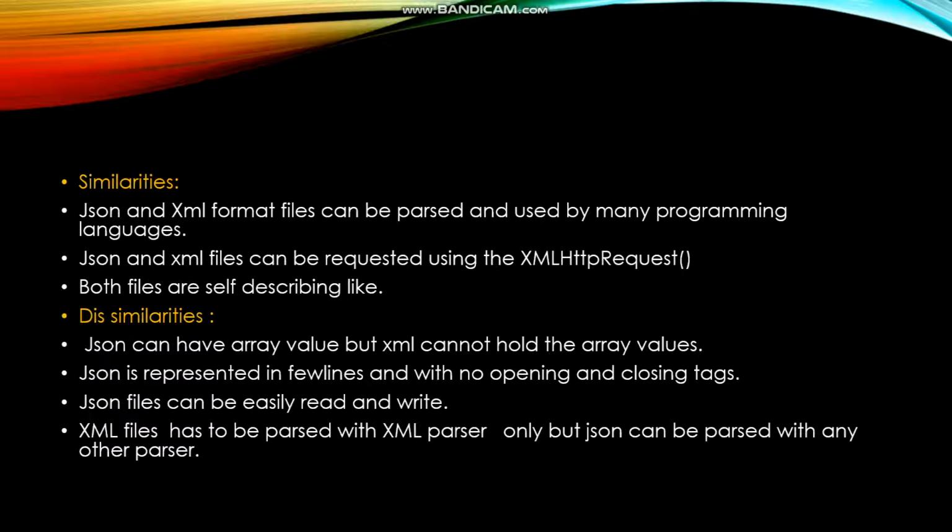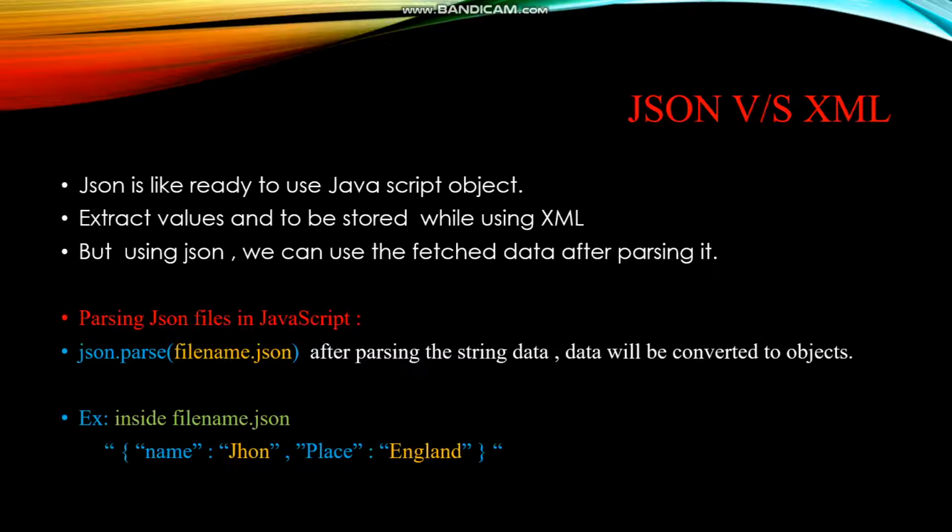XML files have to be parsed with the XML parser only, but JSON can be parsed with any other parser also. Like you can decode the JSON files in Python, or in PHP using json_decode, json_encode for creating the JSON objects, and decode for creating the PHP object. You can parse with any other parsers also. JSON is like a ready-to-use JavaScript object. Coming to the JavaScript field, it is similar to a JavaScript object.